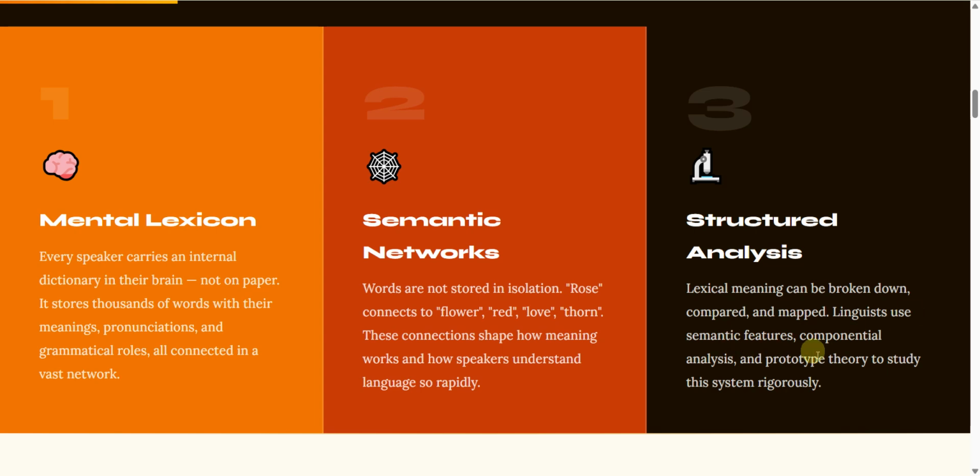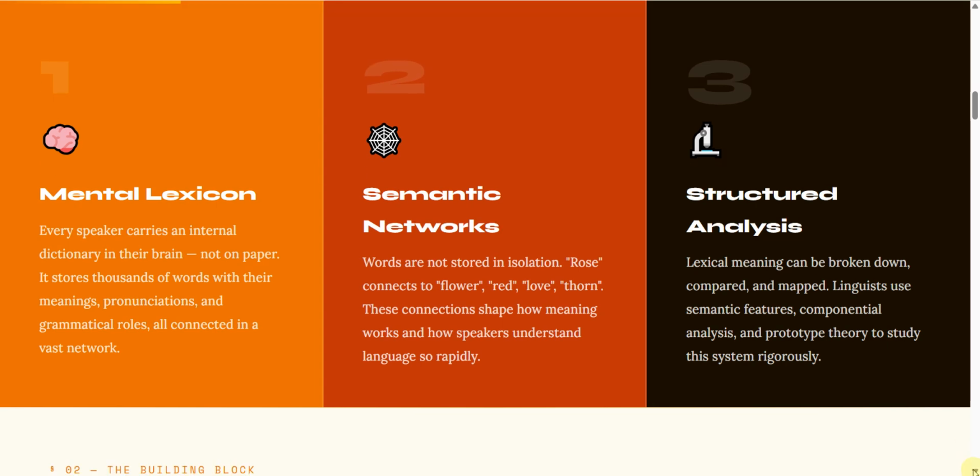Then structure analysis: lexical meaning can be broken down, compared, and mapped. Linguists use semantic features, componential analysis, and prototype theory to study this system rigorously. So this is about how lexical meaning is broken down and how different features and analyses are used in the system to interpret meaning.